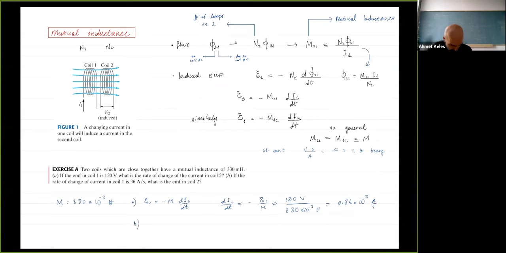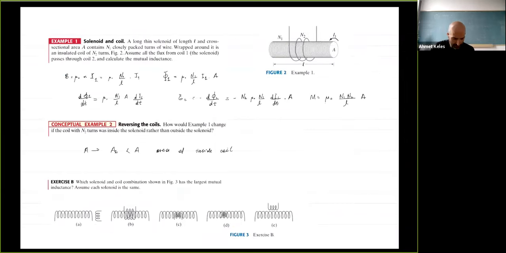And the B is, if the rate of change of current in coil 1 is 36 ampere per second, what is the EMF in 2? Then I'll use this one. E2 is equal to minus M di1 dt. And this is minus 330 times 10 to the minus 3 henry times di dt, which is 36 ampere per second. If you multiply these, 330 times 36 is something like 11.8 volt. Good. All right, maybe more examples to play with this mutual inductance.